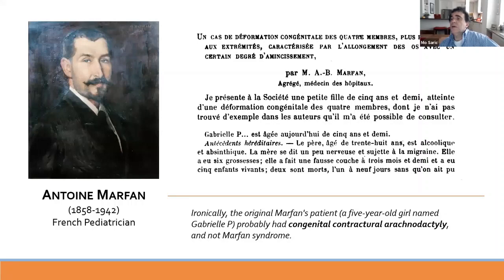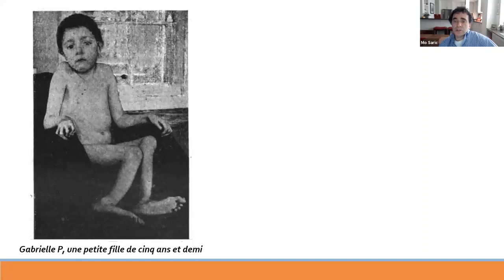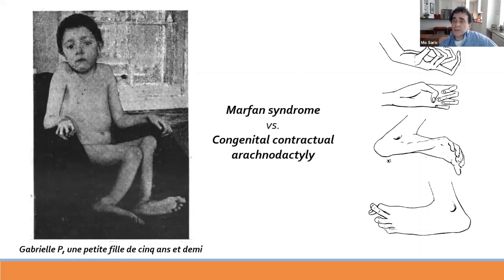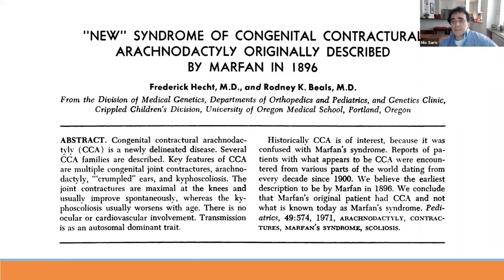This is the original publication by Marfan in French. And this is the original patient, Gabrielle P., also original drawings, but essentially she probably had the congenital contractural arachnodactyly rather than the Marfan syndrome itself. And this is a paper from 1971 in which two authors, Hecht and Beals, reviewed the original publication on Marfan and concluded that what Marfan described was not Marfan syndrome.